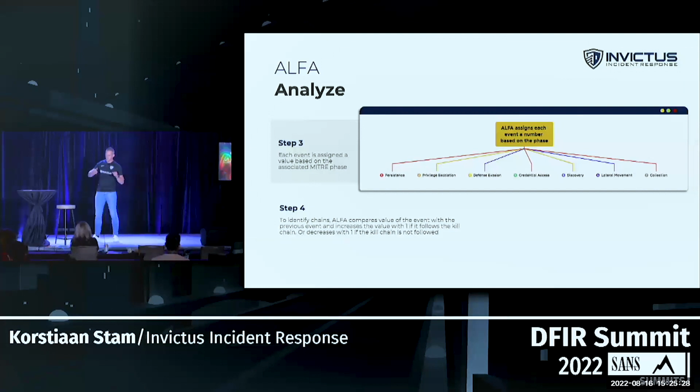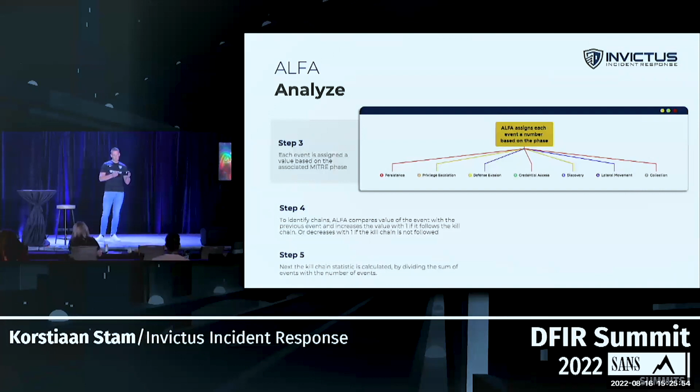And if the next event has a higher score based on the MITRE ATT&CK phase that it occurs in, we'll up the running score with 1. If it doesn't follow the MITRE ATT&CK flow, basically, so from persistence towards collection, we'll subtract 1. So the running score will be -1. This allows us to generate what we call a kill chain statistic.